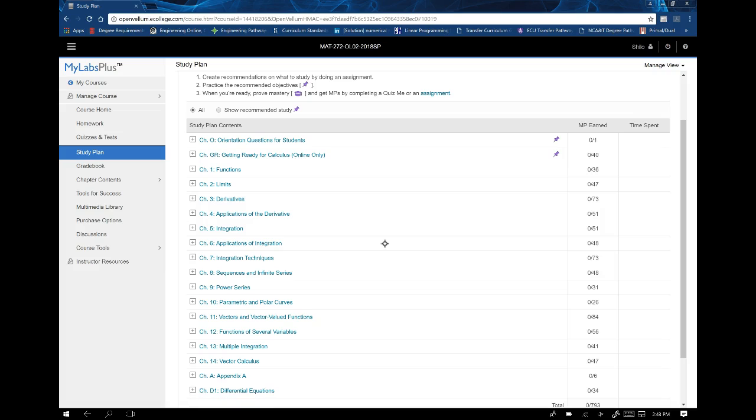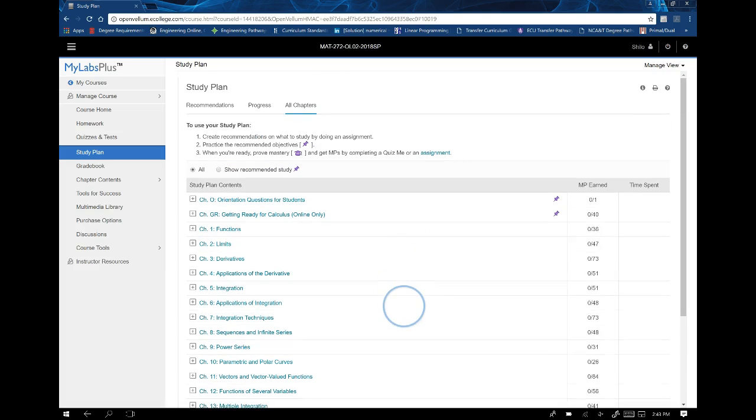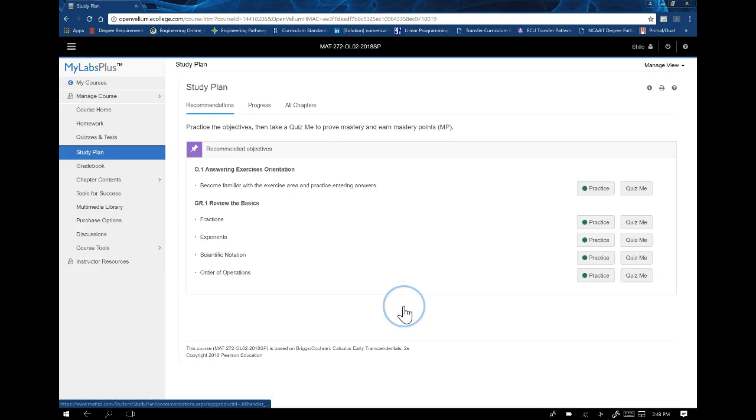So the study plan, if you just want some extra practice problems, the study plan is a good place to go. Just make sure you click on all chapters. They're going to make a recommendation of where they want you to start, and they're going to have you start right at the beginning. So you might not need to do that. They're going to make you go through every single chapter, every single section to get where you want to go. I would just jump right to where you think you need some help in.